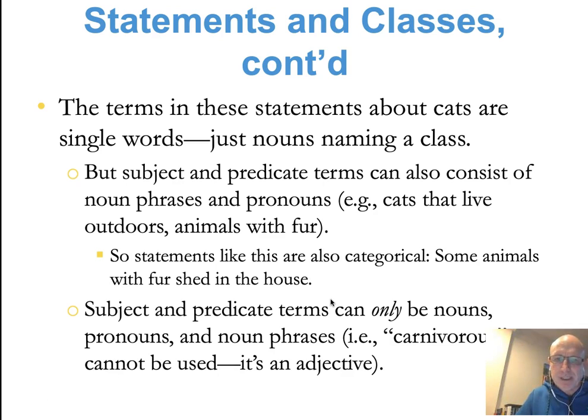Subject and predicate terms can only be nouns, pronouns, and noun phrases. For example, carnivorous cannot be used because it's an adjective. So it's very important to notice that subject and predicate terms can only be nouns.